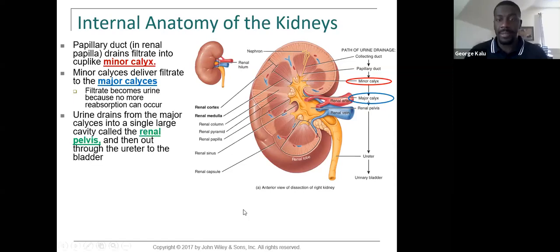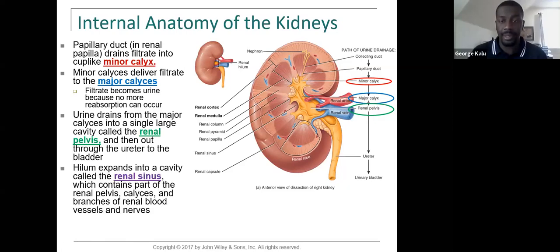From there, the urine is going to drain into a very large cavity called the renal pelvis. Once it enters the renal pelvis, the urine will move out through the ureter and get directed to the bladder from there. All of this is going to be taking place inside the renal hilum.